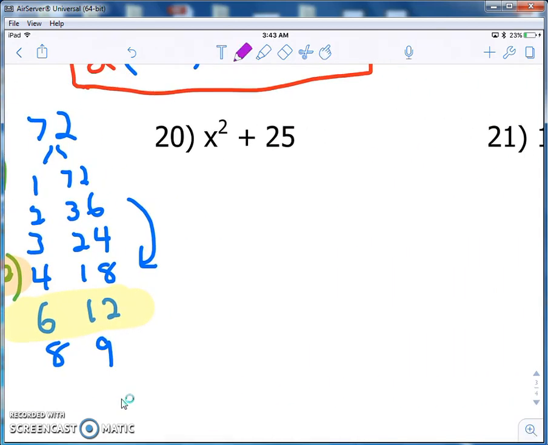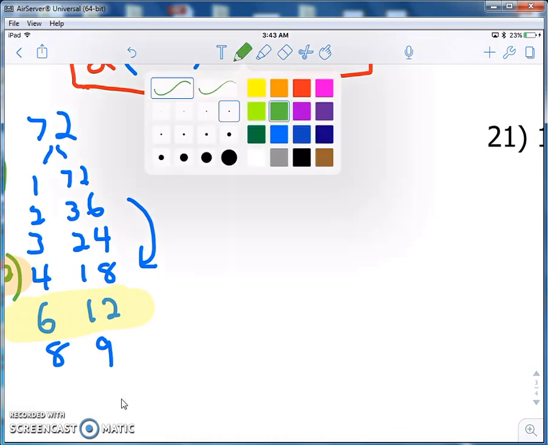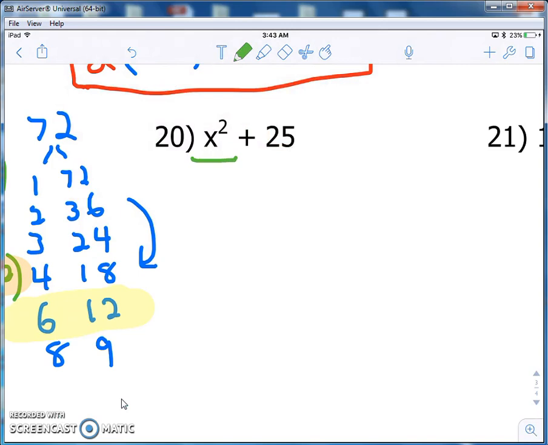So this one sure looks like a difference of squares. We have a perfect square in front. We have a perfect square in back. It's tempting to say x plus 5, x minus 5, but remember it is a difference of squares. A difference, and we don't have a difference of squares, we have a sum of squares. So this does not factor, or it is prime.